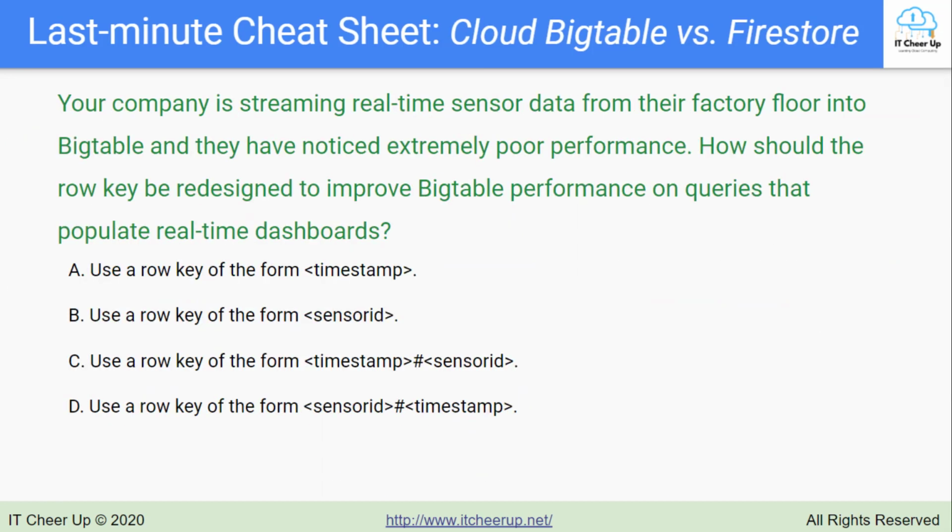This is the last sample question and the answer should be very straight. It is very similar to the examples mentioned in the choosing a row key and avoiding hotspotting. The correct answer is D.